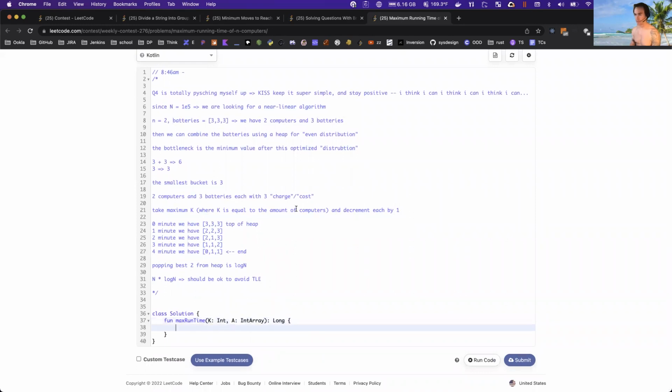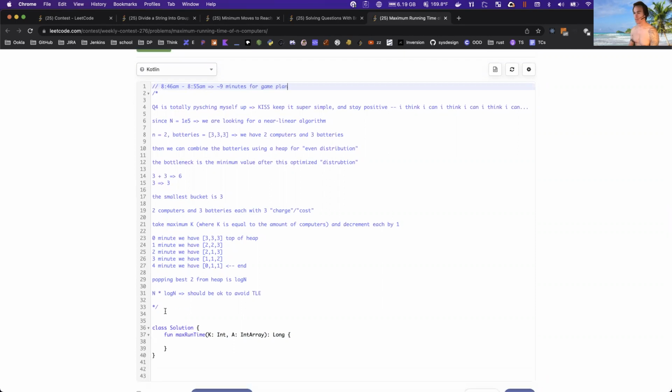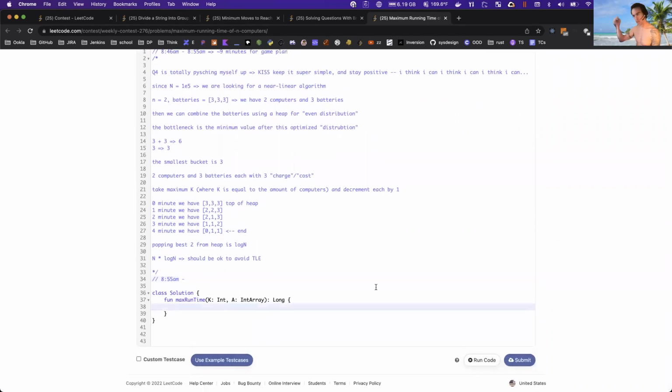Okay, let's do this. So 8:46 to 8:55, reason about a game plan in about 9 minutes. Game plan, and then let's do the implementation. All right, implementation starts at 8:55, and we're going to do this in Kotlin. Okay, so we need a queue, our queue.